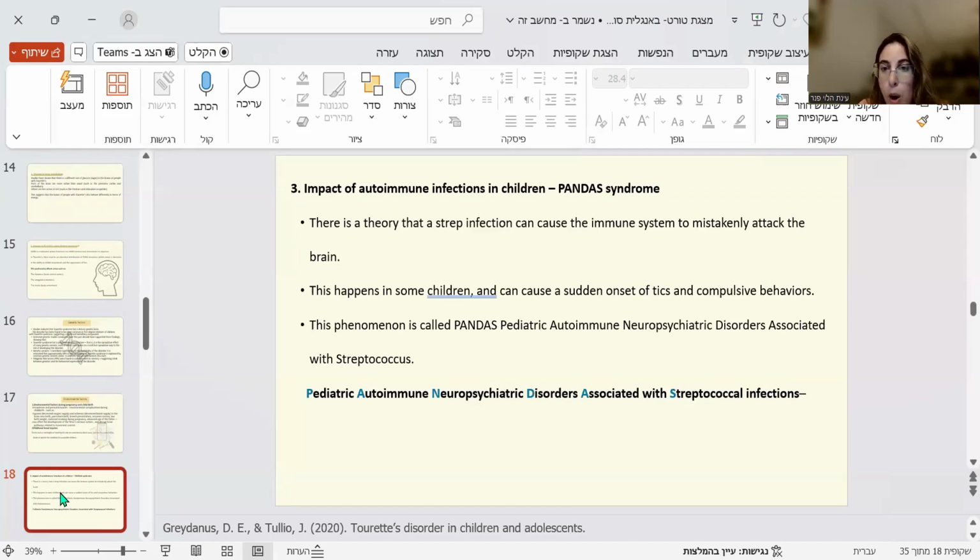pediatric autoimmune neuropsychiatric disorder associated with streptococcus. Pediatric autoimmune neuropsychiatric disorder associated with streptococcus infection.